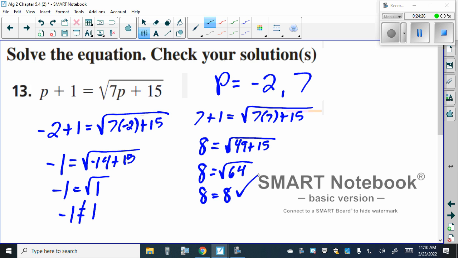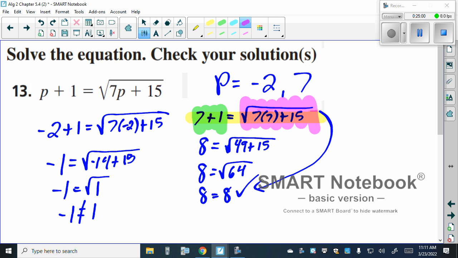Yeah. You don't have to do this by hand. Really, at this point here, you could have typed it in. You can't type the whole thing in because of the equal sign. I really hope at this point you wouldn't have to type in 7 plus 1. But we could do that side and then type in the square root of 7 times 7 plus 15. You want to make sure to put the parentheses around what you're typing in, just in case it's negative or we're squaring a negative. And the calculator will tell you that that's 8, 8 equals 8, we're good.